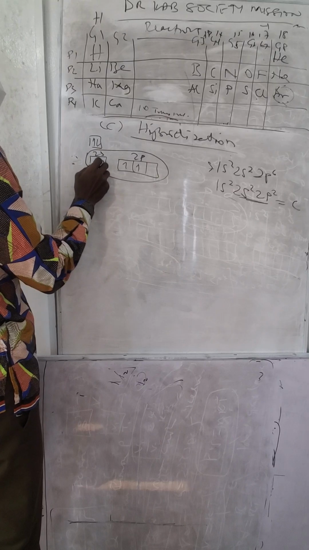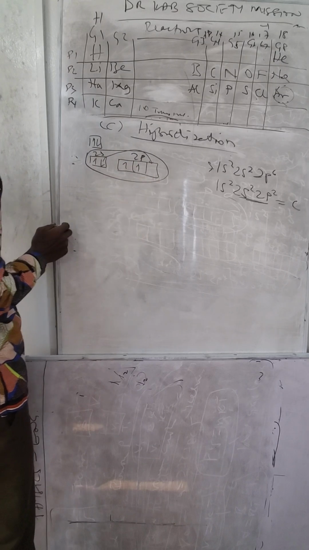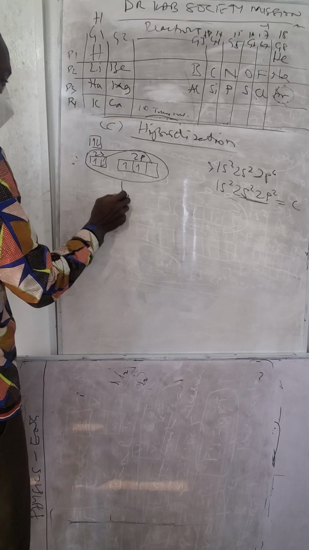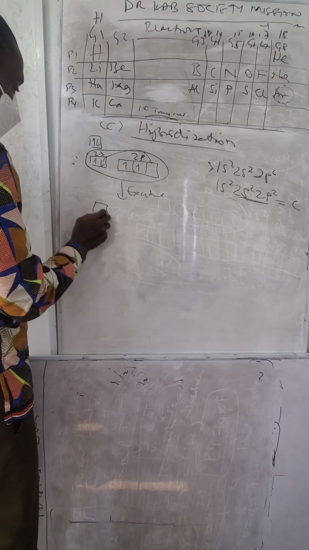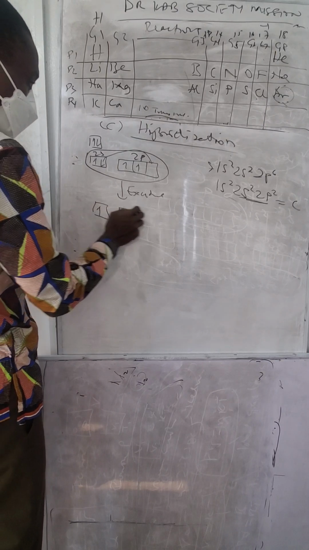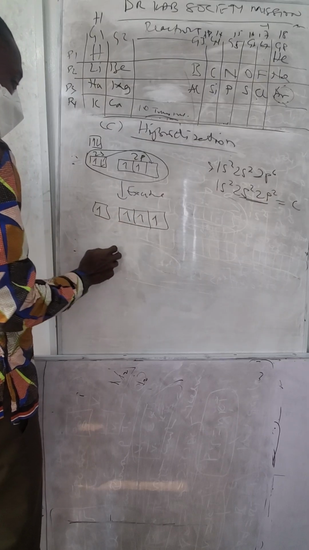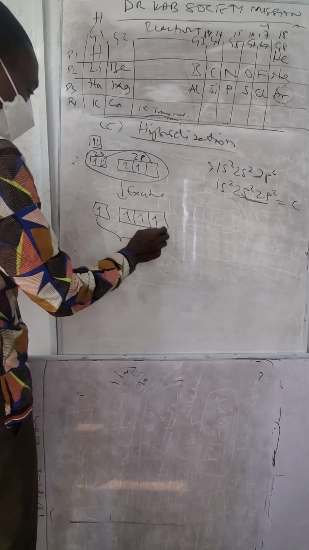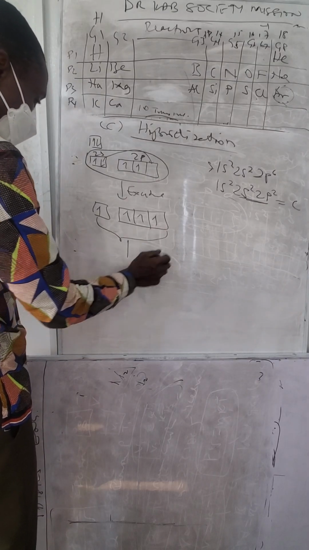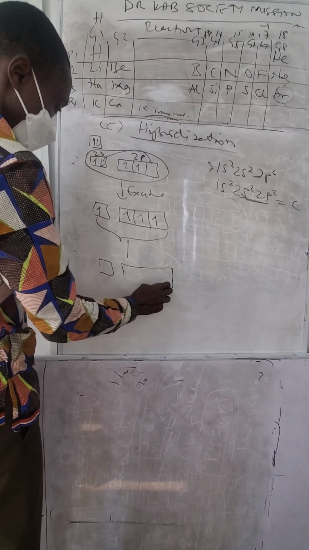So what it will do is promote one of the electrons here to this one. That we call excitation. So excitation will go on, and then we're going to have this. So it is in its excited state. This is what happens. Then it will mix these orbitals. They all become hybridized.